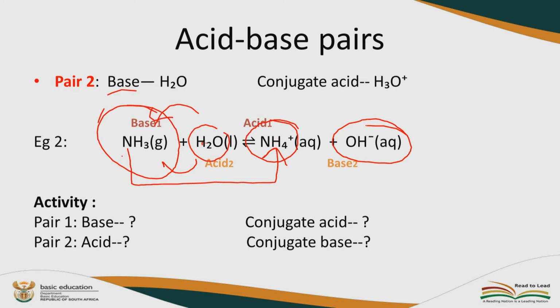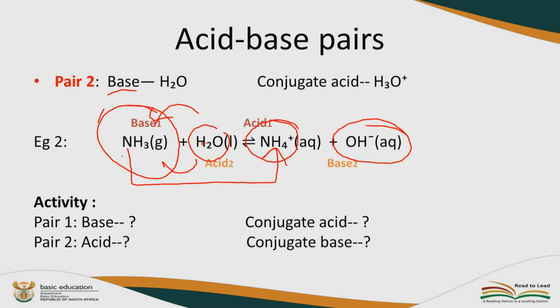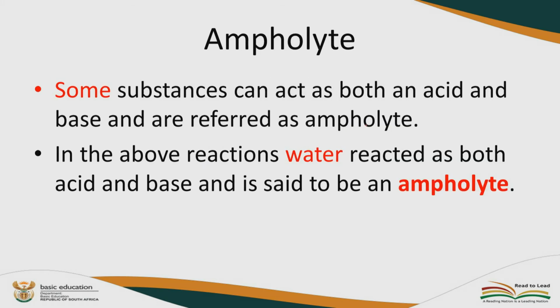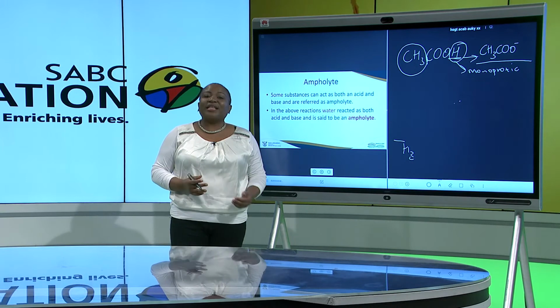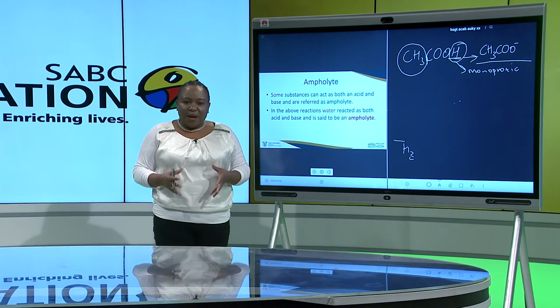Now, if you look at the two examples that I've just given, in the first example, water accepted a proton from hydrochloric acid. However, in the second example, water is now donating a proton. And then you ask yourself, what is happening with water? Is water an acid sometimes, or is water a base sometimes? Yes. Water can act as an acid, it can also act as a base, because water is referred to as an ampholyte. Ampholytes are those substances that can act as acids and bases.